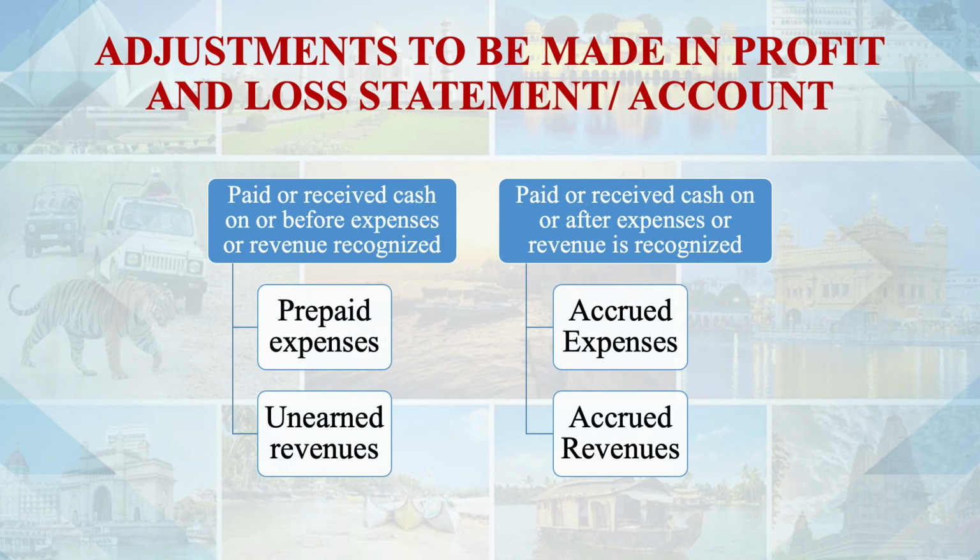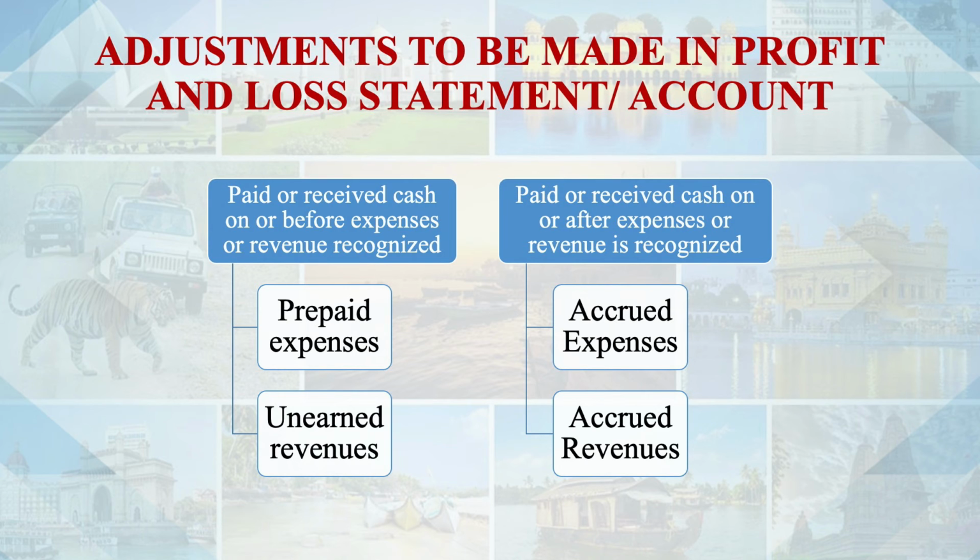Then there can be some unearned revenues also. You receive the income, advance income has been received, but for this income you are actually going to work in a future date, which is not related to this accounting year. So these advance revenues, these advance incomes, should not be a part of this particular year's profit and loss account statement.